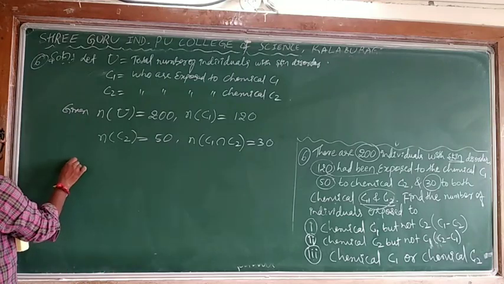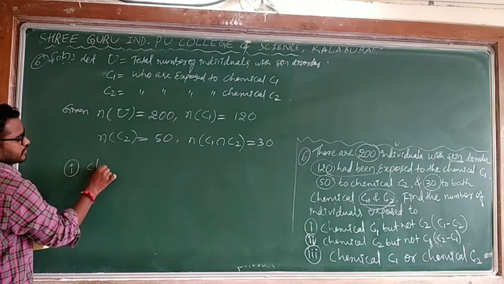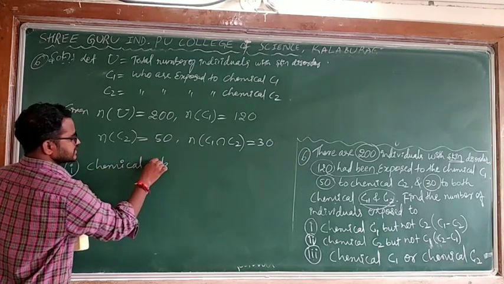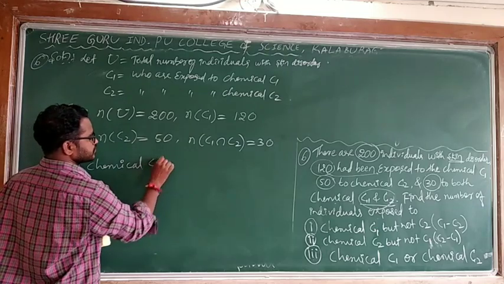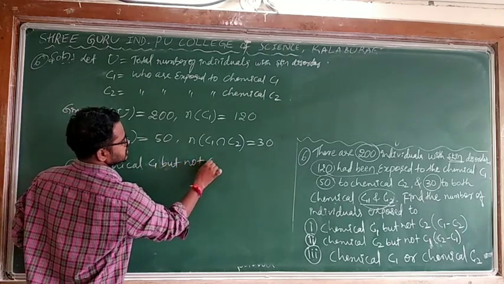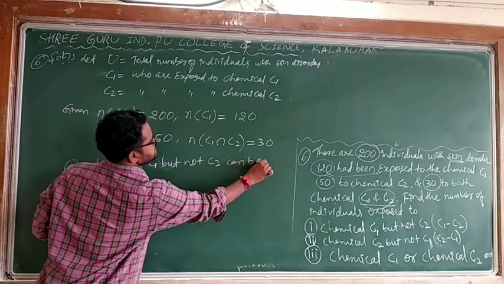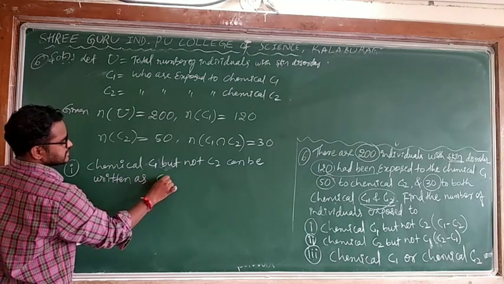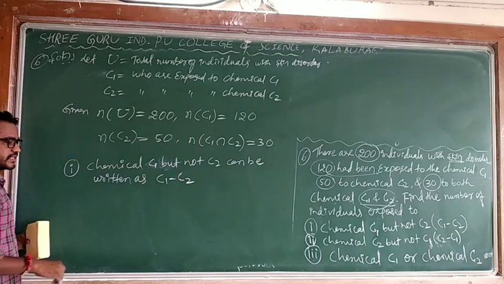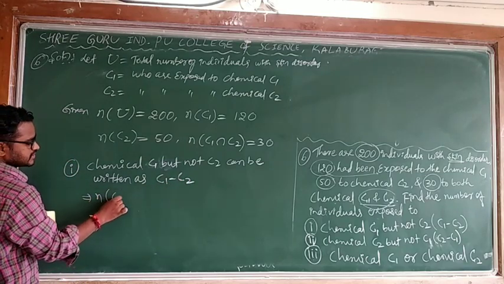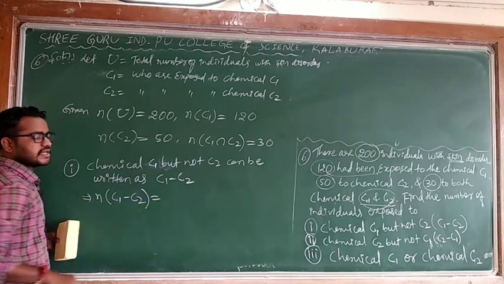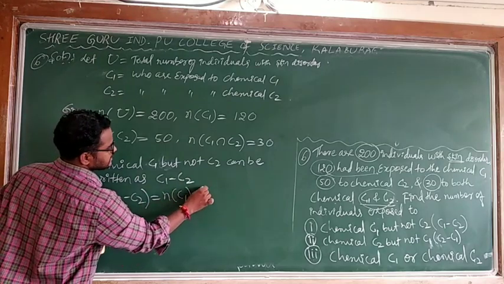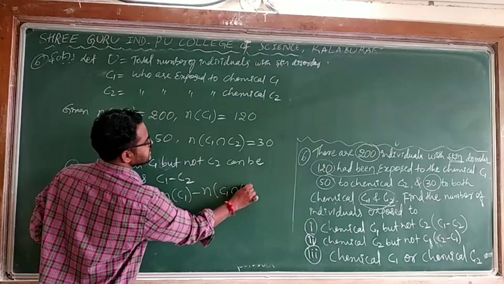First one, chemical C1 but not C2 can be written as C1 minus C2. According to set theory, I can find N of C1 minus C2. The formula is N of A minus B equals N of A minus N of A intersection B. So I can say N of C1 minus N of C1 intersection C2.